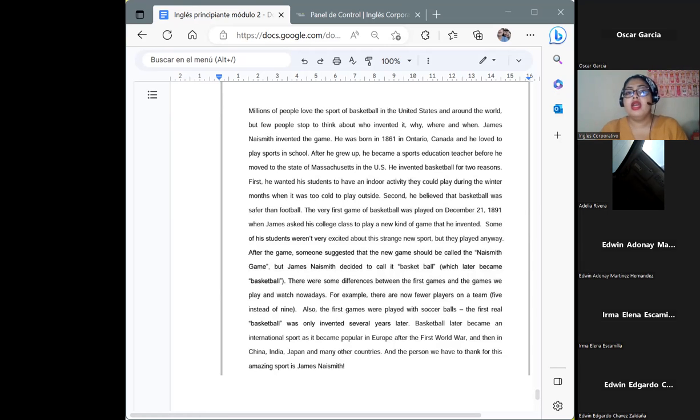1:37, we are going to continue with the activity. A la 1:37, continuamos con la actividad relacionada con esta información.